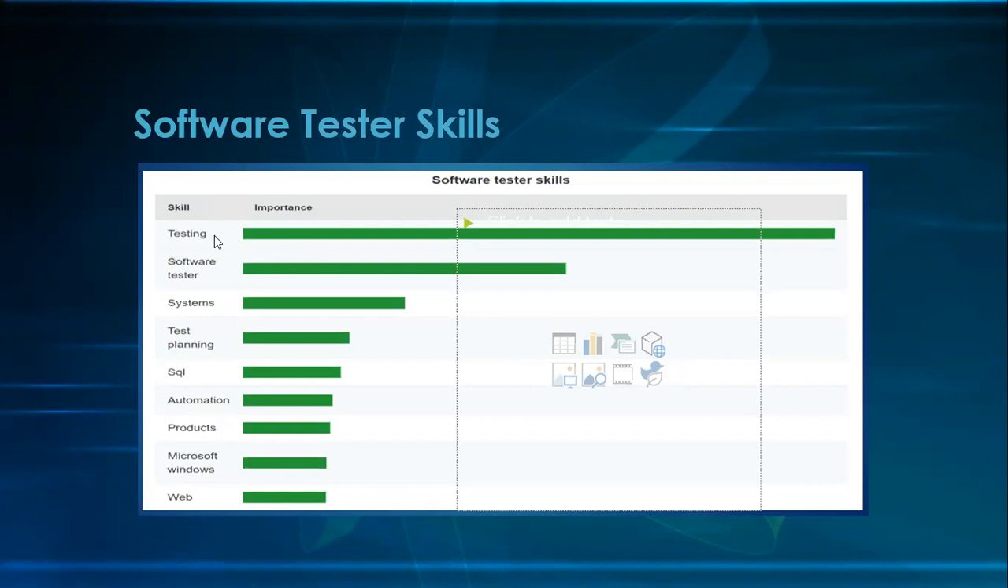The next thing you need is, of course, as a software tester, the system. All this will come as part of this skill. And all these skills that you see, test planning, SQL, automation, product, Microsoft Windows, web, all these are things that you have in this internship. So you are going to enjoy all these skills while you're here.